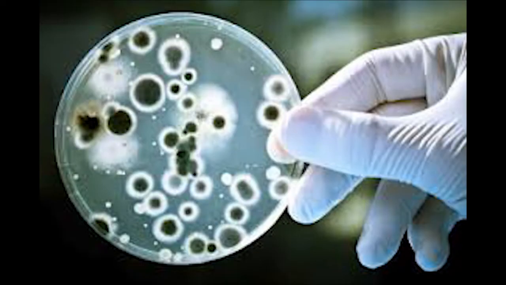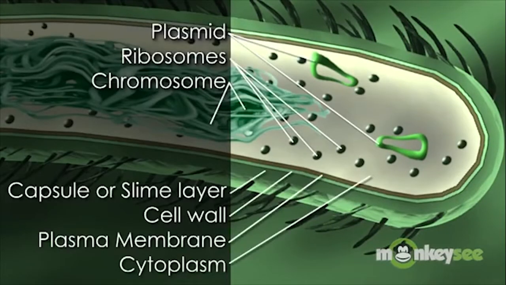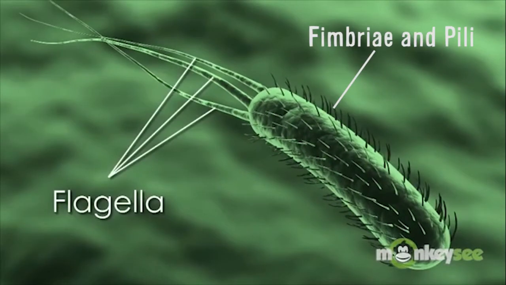Okay, so what have we learned today? First, we learned what bacteria are. That is, the domain of unicellular prokaryotic microorganisms present in most of Earth's habitats. Next, we learned the components of a bacterial cell: the nucleoid, ribosomes, storage granules, cell wall, plasma membrane, cytoplasm, capsule, plasmids, fimbriae, pili, and flagellum.